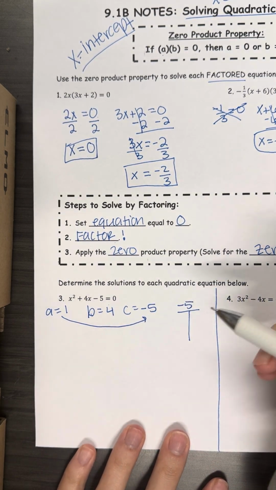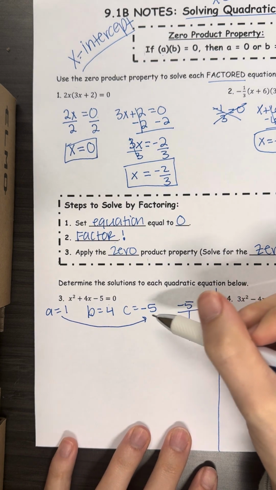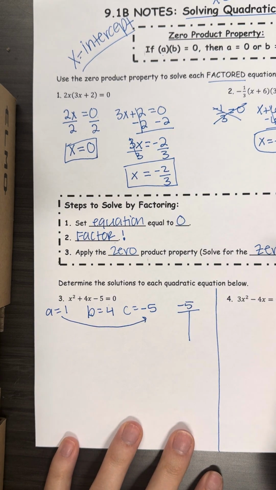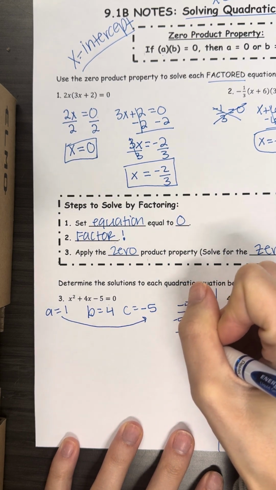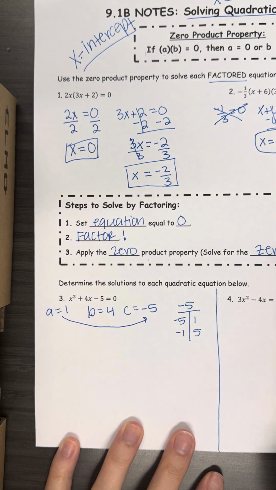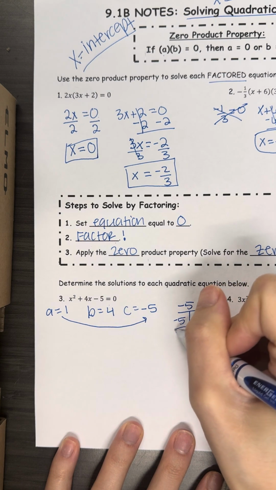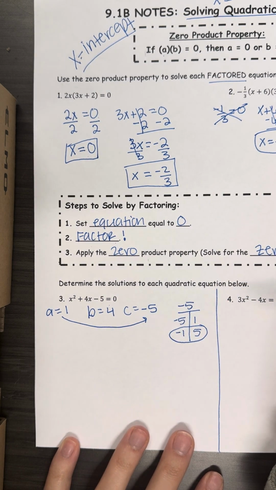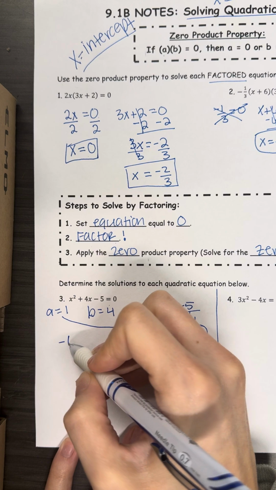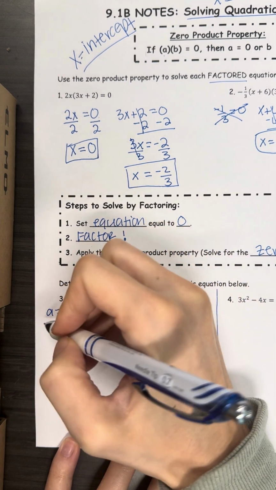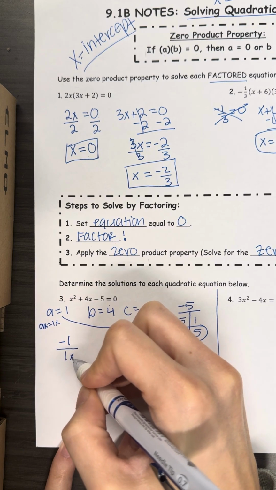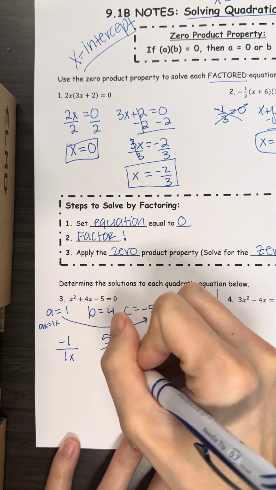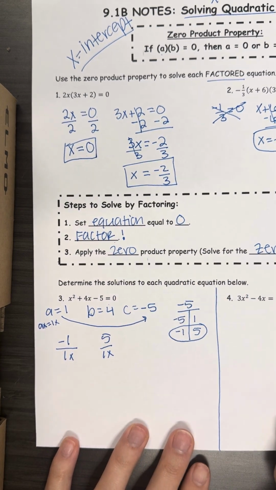And I need to find what multiplies to give me negative 5 but adds to give me a positive 4. Well, that's only 2 numbers: negative 5 and 1, and then negative 1 and 5. So our answer is these two. So we're going to do negative 1 divided by, my ax is going to be 1x, so divided by 1x, and then 5 divided by 1x.